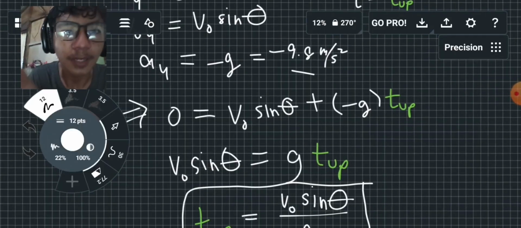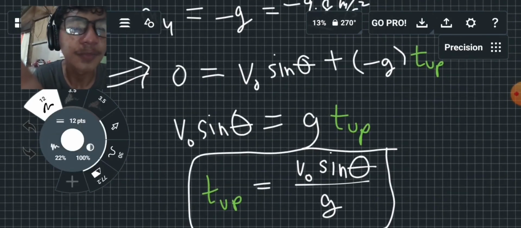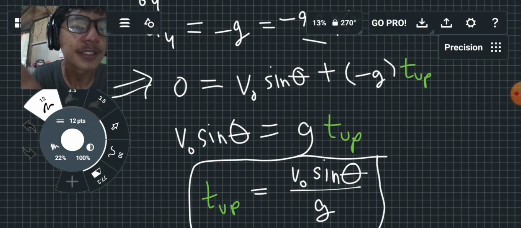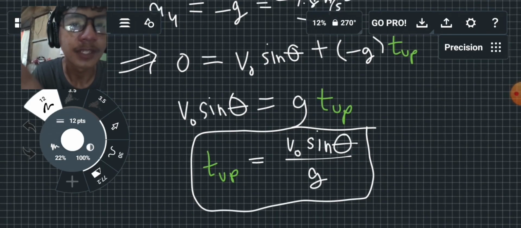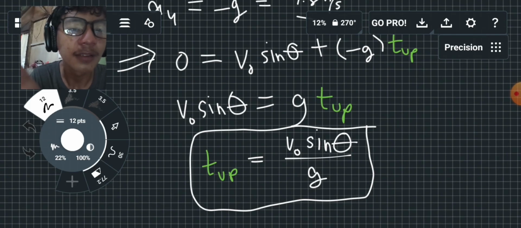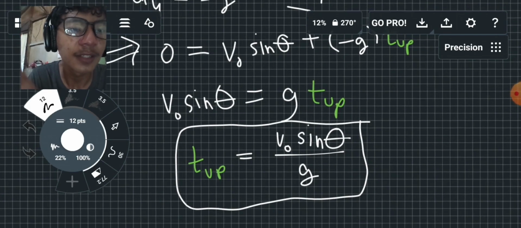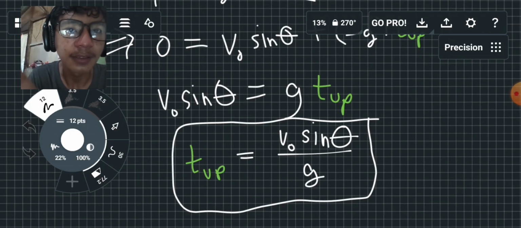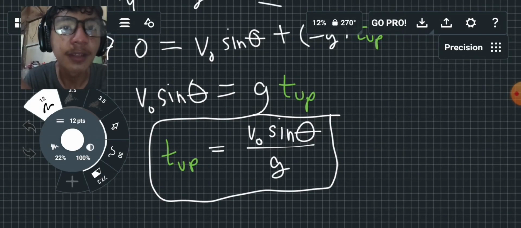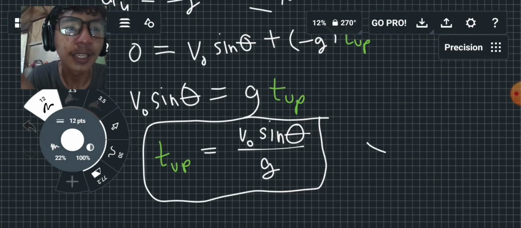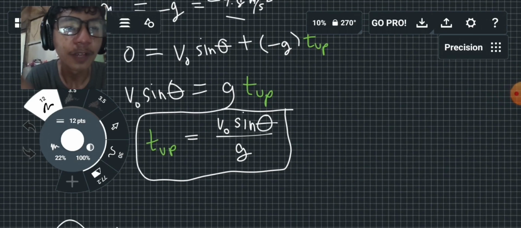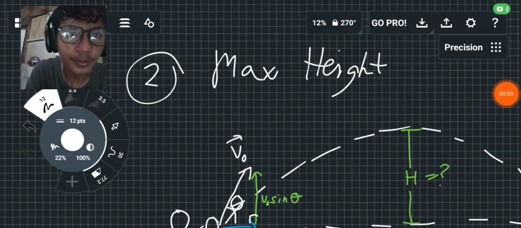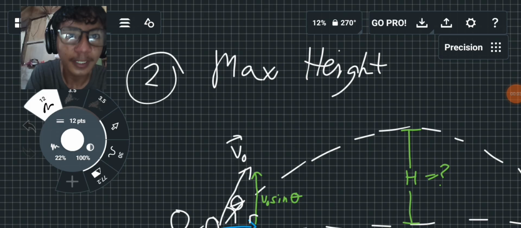Then rearranging to get t sub up, we get v naught sine theta equals g t sub up. And then dividing both sides by g, we get t sub up equals v naught sine theta over g, giving us the time that it takes for gravity to win, to take over the direction of the object's movement. Okay, so that's it. Next up will be our maximum height.